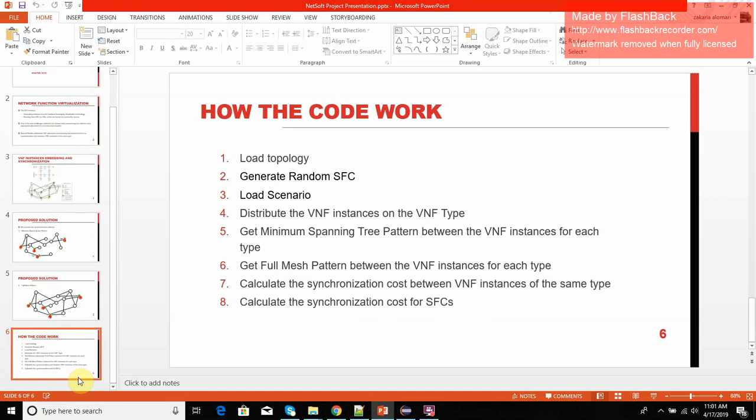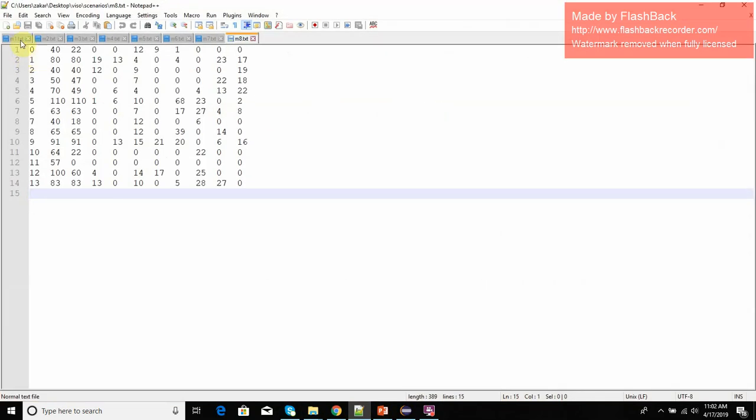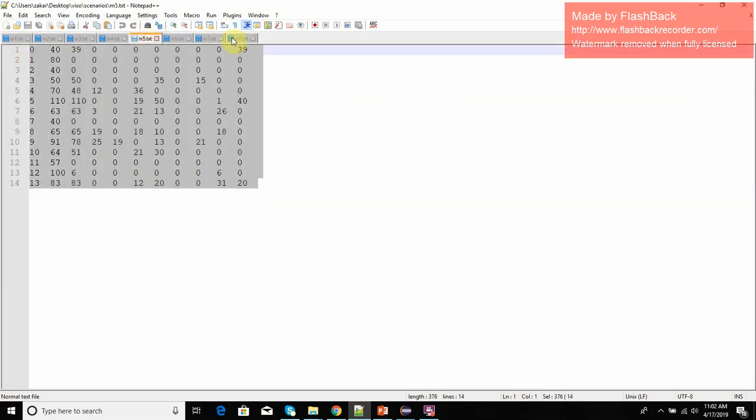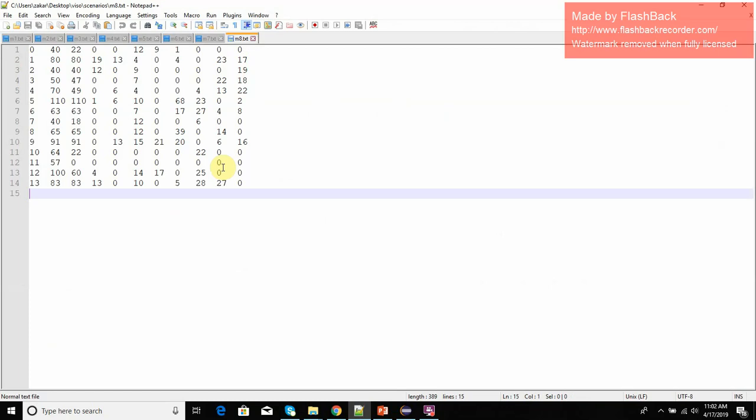How does the code work? First of all, we have to load the topology, then generate random service requests. In our code, we generate 200 service requests. After that, we have to load the scenario. We have 8 scenarios, as we can see here, and each scenario represents a different way to embed the service chain.